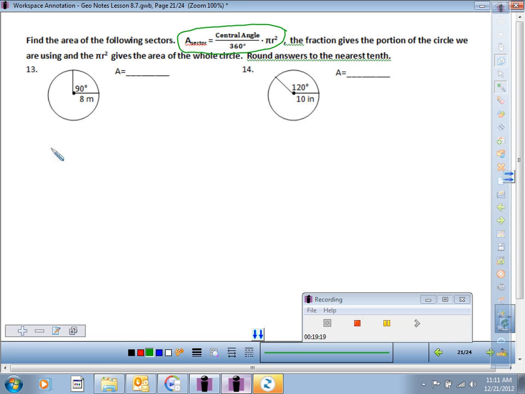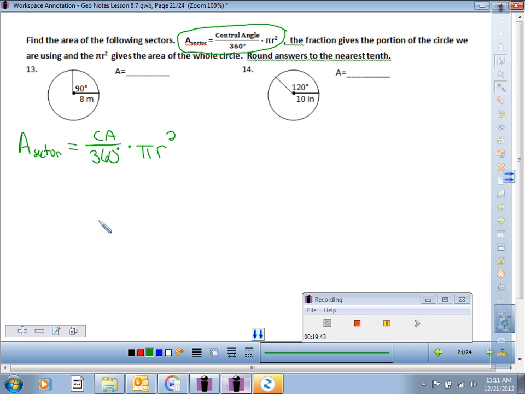To find the area of that sector, what we are going to do is we are going to take the central angle. I'm going to label that as CA, central angle. We are going to divide that by 360. Now, why 360? Where's 360 come from? This central angle is 90 degrees, but how many degrees are there total? 360, that's right, times pi r squared. Well, where's that pi r squared come from? That's the area formula for a circle.